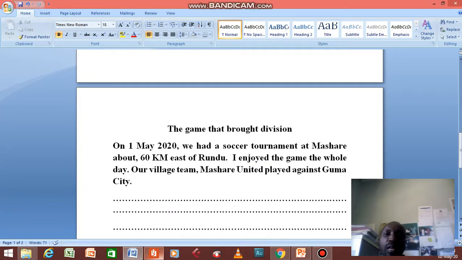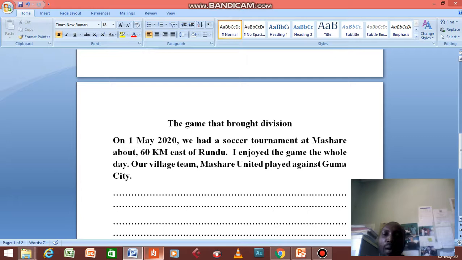the game that brought division. On 1 May 2020, we had a soccer tournament at Mashare village, for example, about 60 kilometers east of Rundu. I enjoyed the game the whole day. Our village team or our school team played against Guma School. This is just an example that I'm giving.